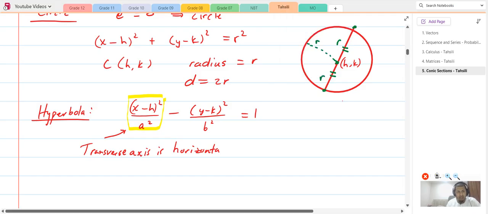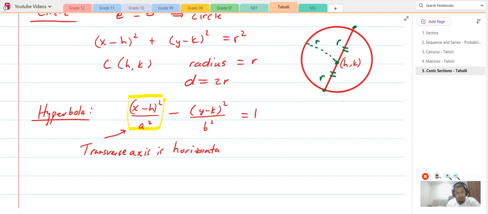So what does it look like? Your hyperbola will look like this, and you have another hyperbola that looks like this. The center is (h, k). That's the center, which is (h, k). The foci will be here. These are the vertices.